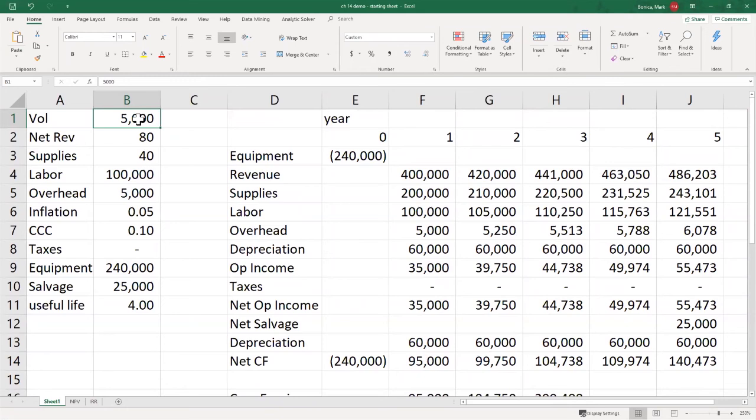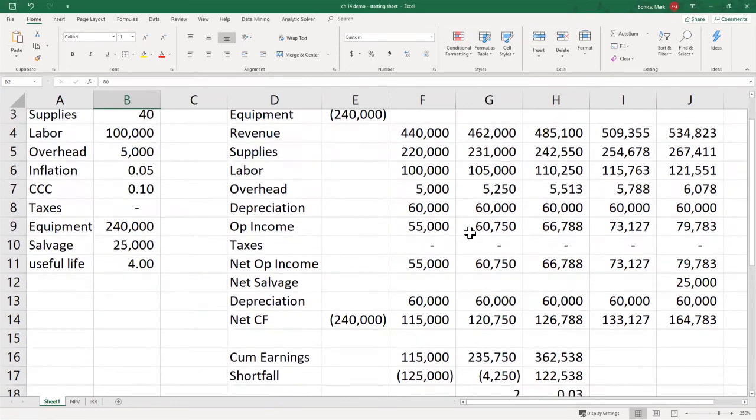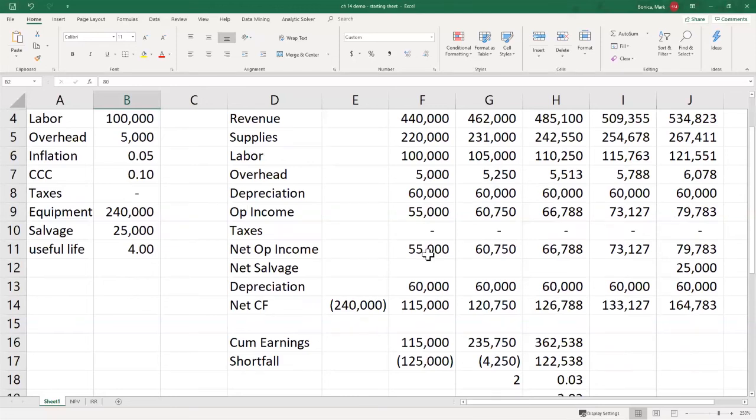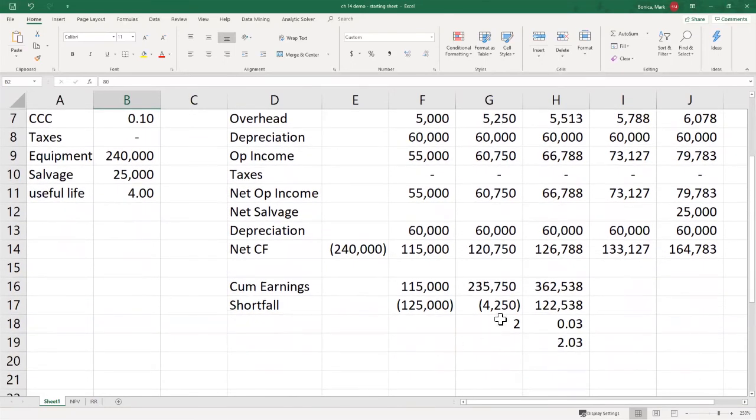over here. Let's say I decide, what if we do 10% more volume? I could plug in 5,500 instead of 5,000. That changes my revenues. It changes my supply costs. It changes my operating income, my net operating income. It then changes my net cash flows. It changes my payback period, from 2.43 to 2.03.